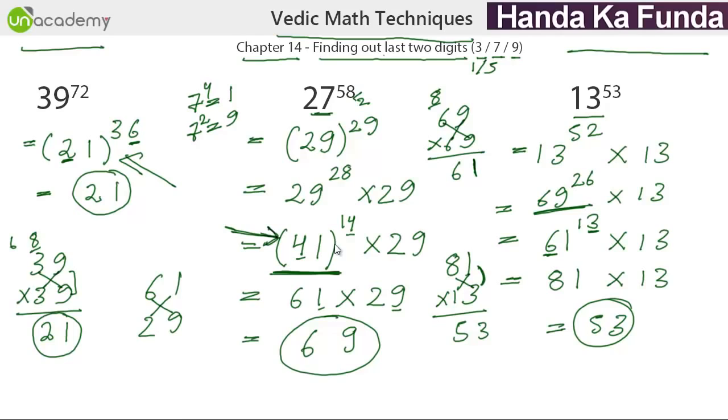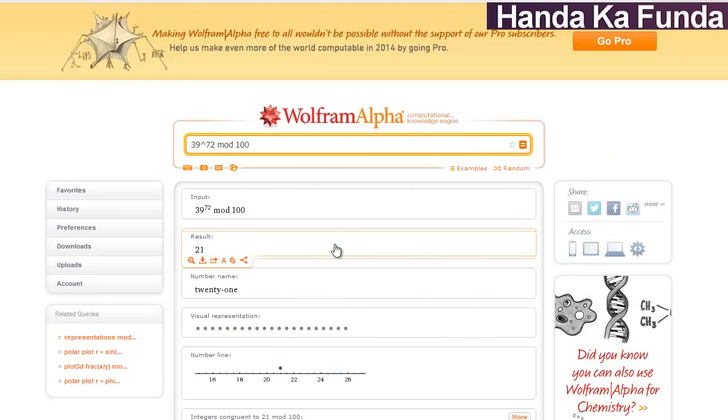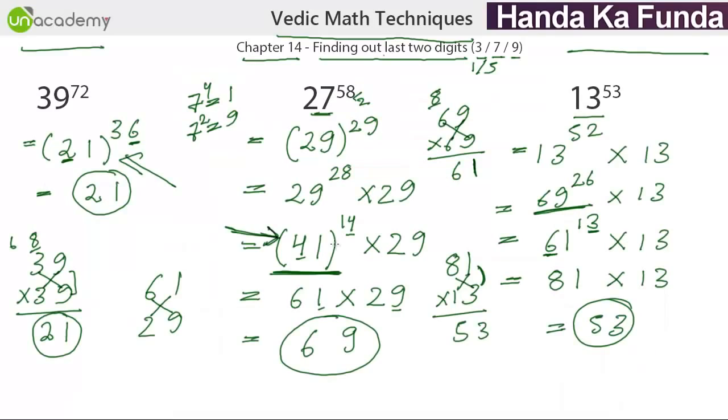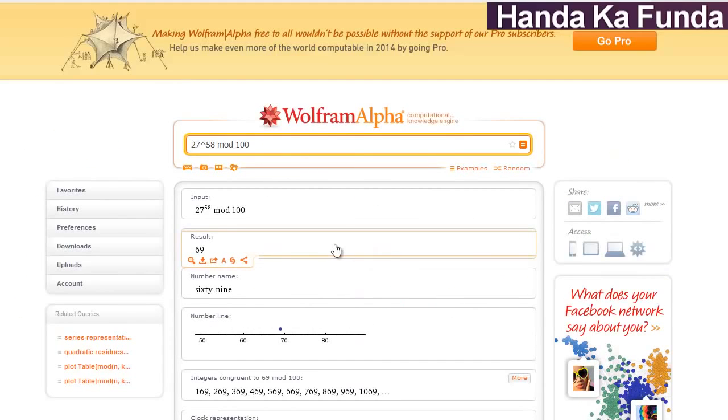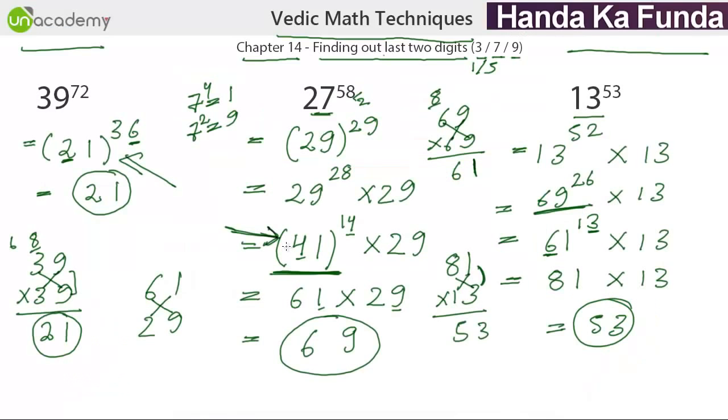So let's check that. So 39 to the power of 72 mod 100, which will essentially give us the last two digits. In Wolfram Alpha, we are getting the answer as 21. Our answer was also 21, so this is correct. Next one was 27 to the power of 58. For 27 to the power of 58, what are we getting? We are getting 69. What did we calculate it as? We also calculated it as 69, so this is also correct.